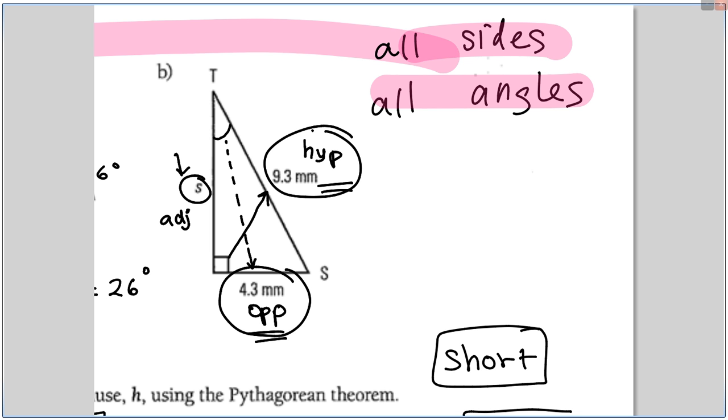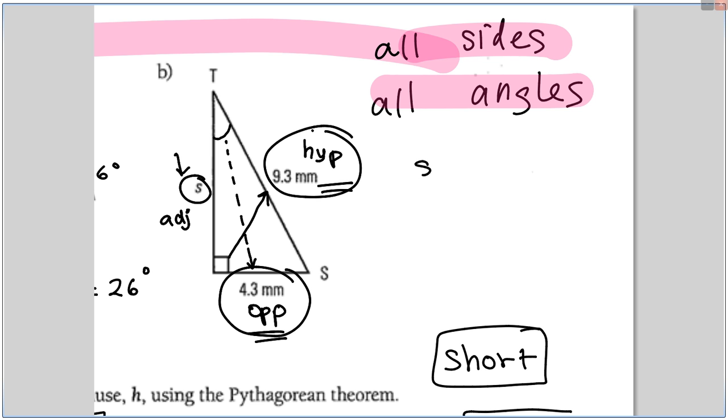Some people say sin, some people say sine. What's the proper word for this one? Sine. Okay. Sin is the abbreviation, and we never say sin. If you say sin, people might think you're not talking about the right stuff. So always just sine. You don't want to say sin x. People would think maybe you don't know what's going on.